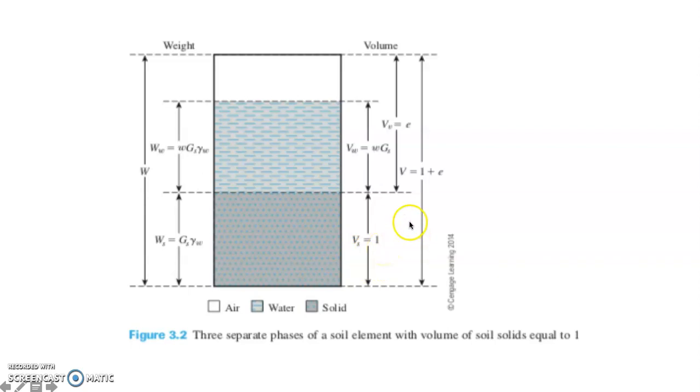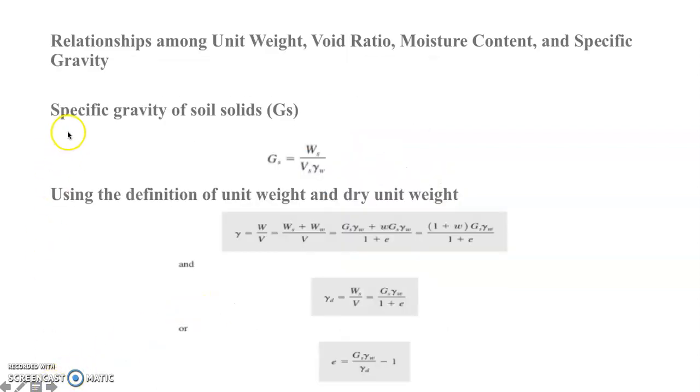So this is for this illustration, and it was denoted here that the void ratio is equal to the volume of the voids. Basically, the total volume, if we're going to use the volume of the solid and the volume of the voids, would be equivalent to 1 plus e. So that was our relationships among unit weight.